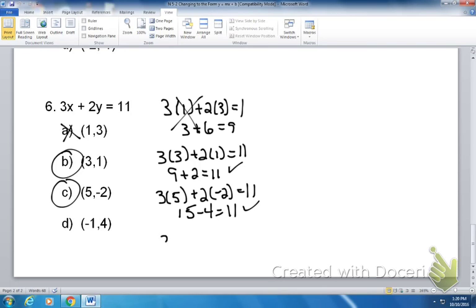Let's check this last one out. 3 times negative 1 plus, oops, a little extra parenthesis there, plus 2 times 4. 3 times negative 1 is negative 3 plus 8 is 5, so that one didn't work either. Now your homework is going to look very similar to this. There's 3 of these ordered pair problems at the end. Make sure you're checking every one of them. If you just circle one, you're probably going to end up missing it. If you have any questions, come find me, and good luck.